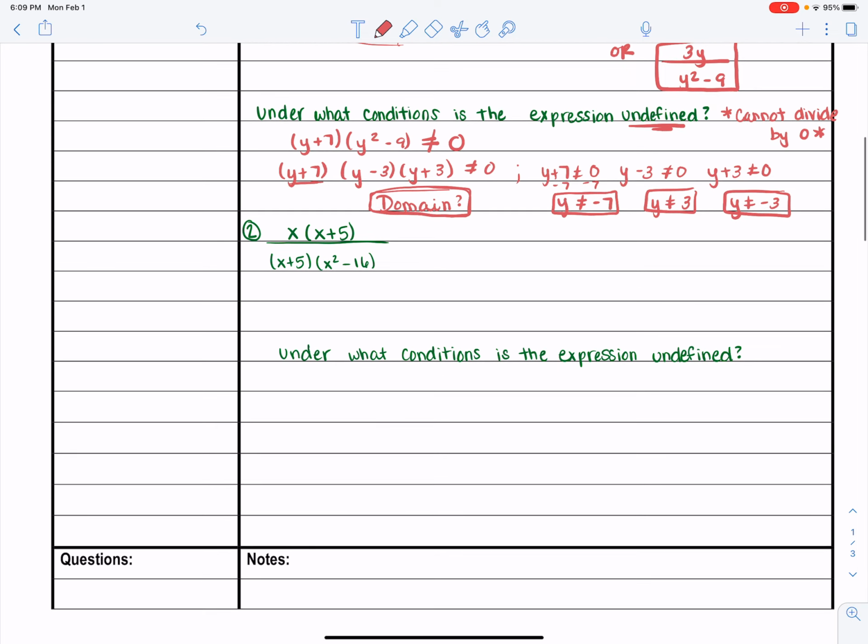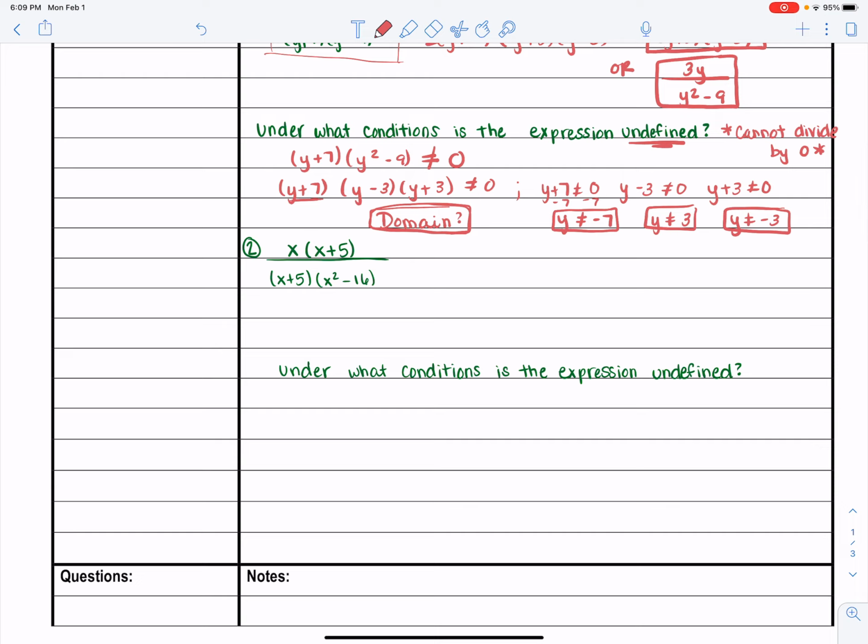I want to simplify this. So the first thing I'm going to do is figure out all the factors. Well, x doesn't break down any further. X plus 5 doesn't break down any further. If I made a multiply add chart, I could factor x squared minus 16 into x plus 4 and x minus 4 because I would be looking for two numbers that multiply to negative 16 and add to 0. So that's where I got the minus and plus 4.